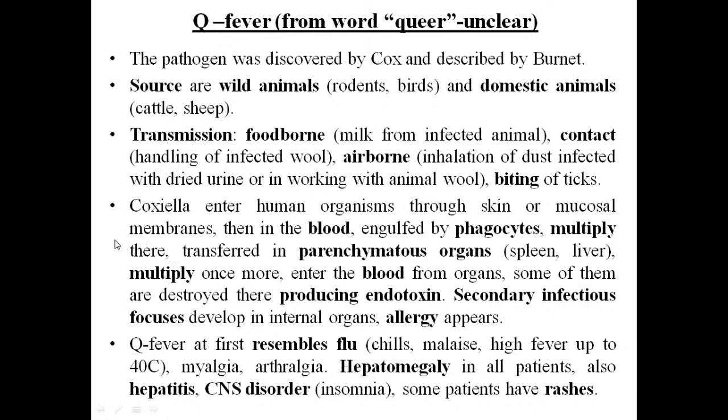What about pathogenesis? Coxiella enters the human organism through skin or mucosal membrane, then goes into the bloodstream and is engulfed by phagocytes, and multiplies there. As parasites, they are transferred to parenchymatous organs like spleen and liver, multiply once more, and enter the blood from the organs once more.